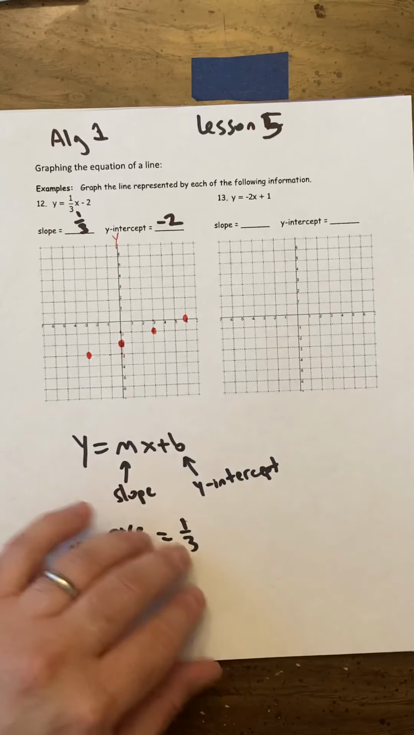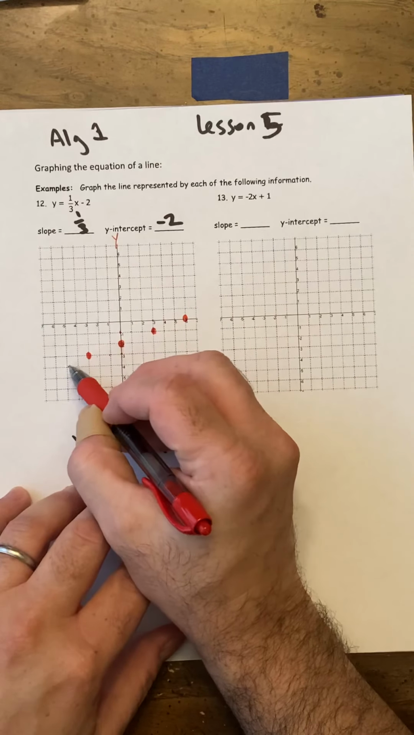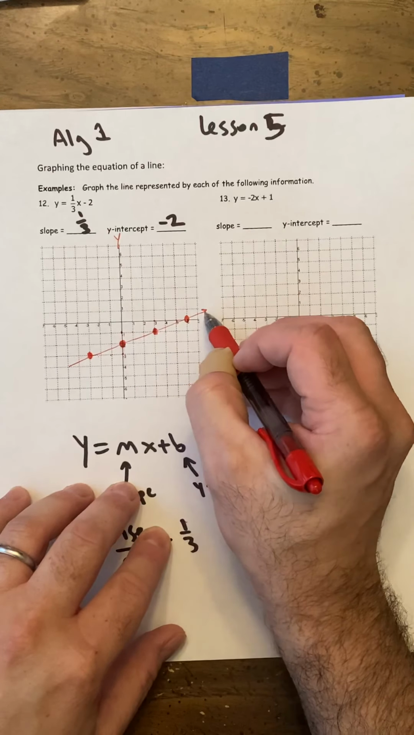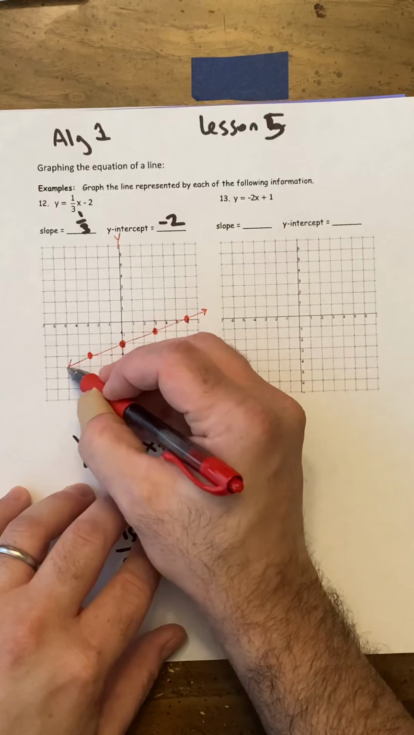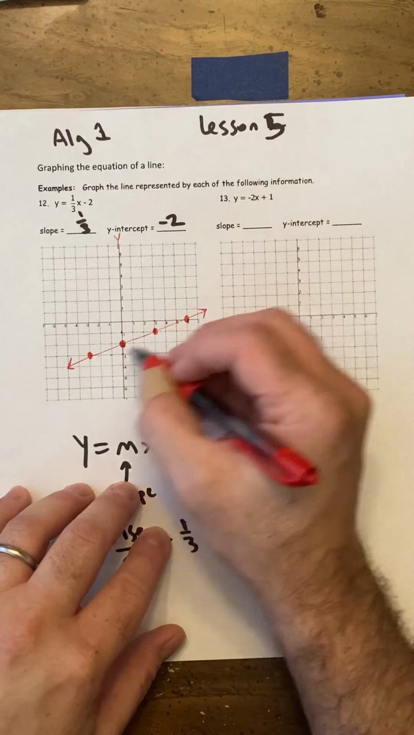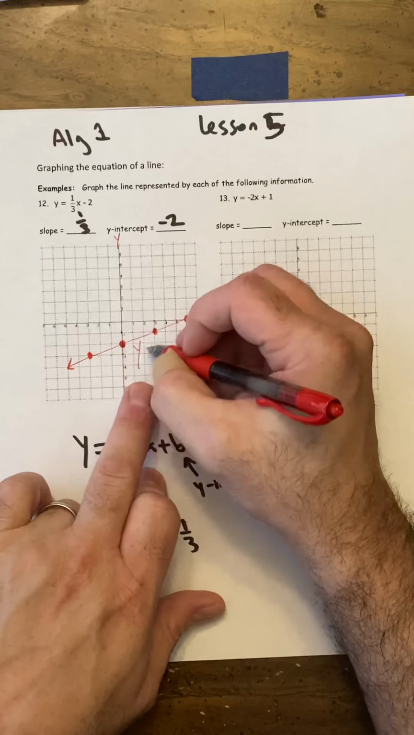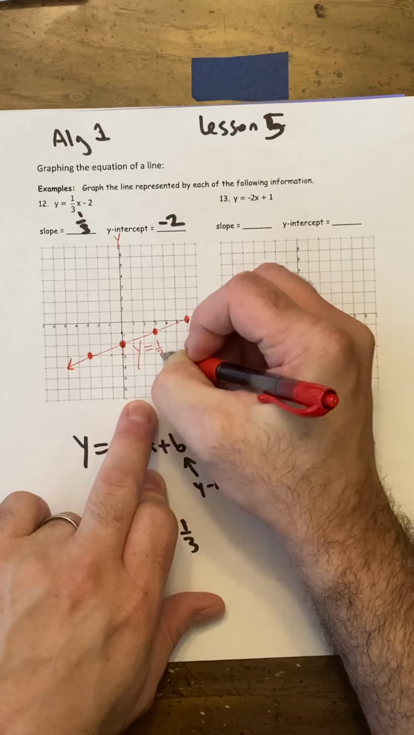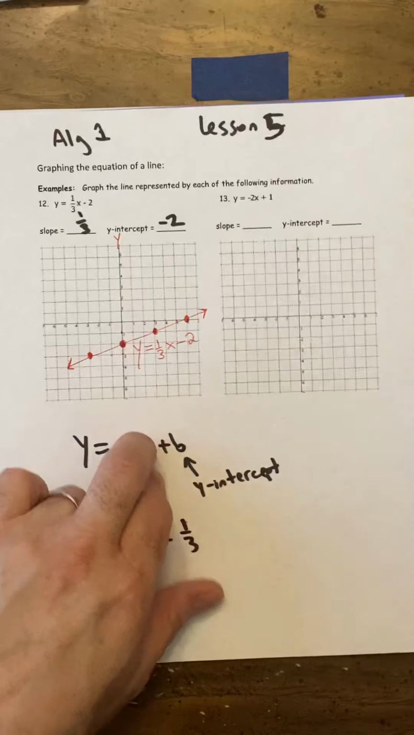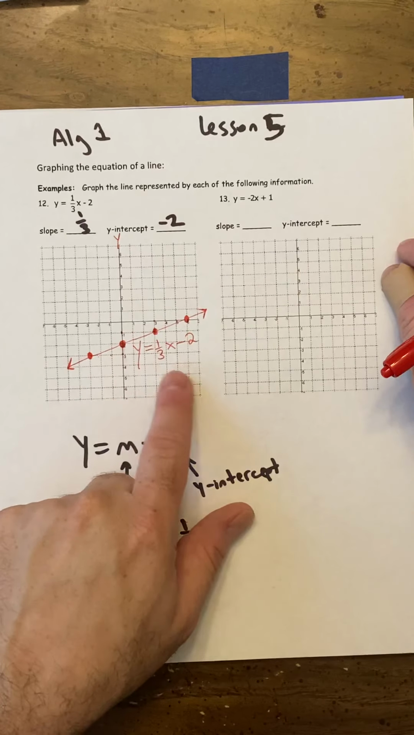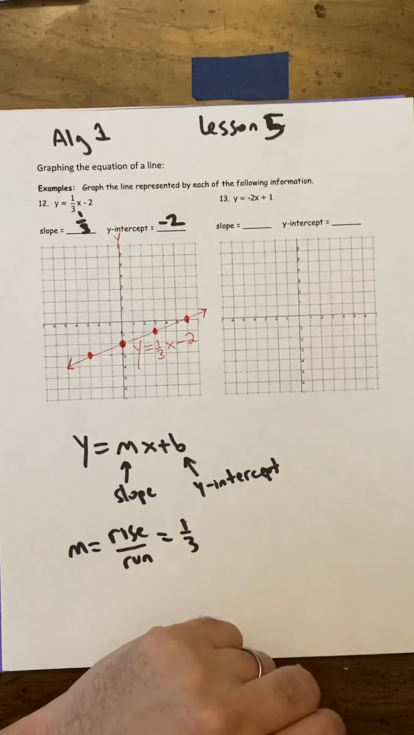That's going to make your line, and you can connect all those points with a straight line. You can continue it and put arrows on each end. And this is the line whose equation is, and we like to write the equation next to it, y equals 1/3 x minus 2. So this line here has this equation. All right, let's try the next problem.